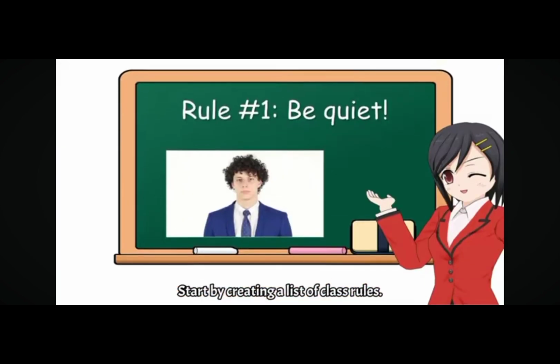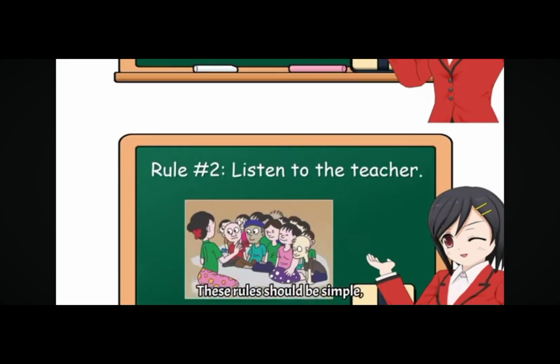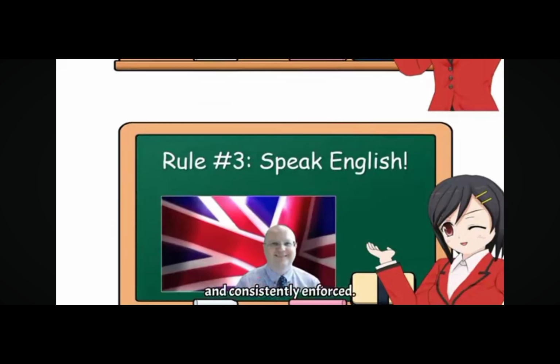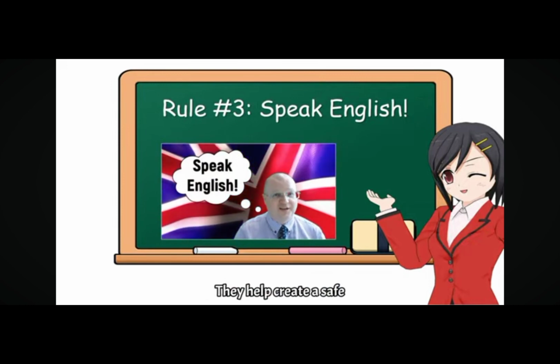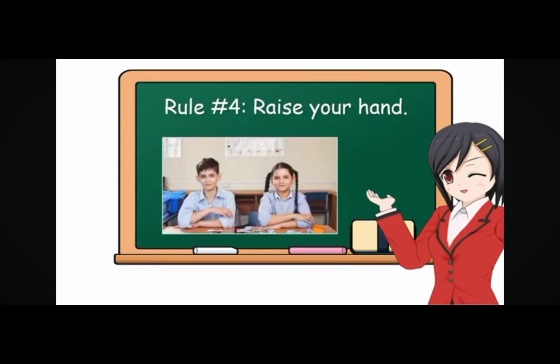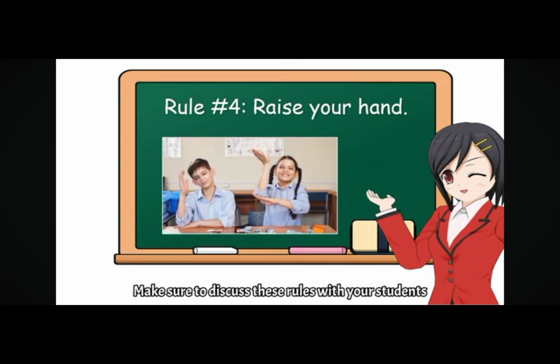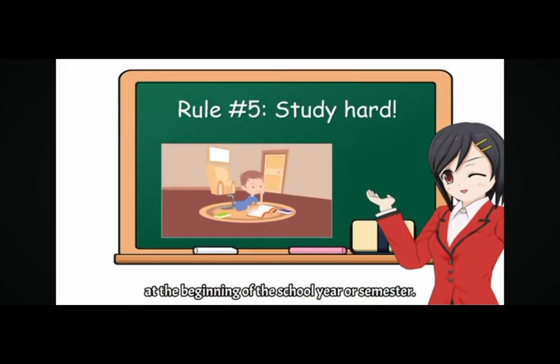Start by creating a list of class rules. These rules should be simple, easy to understand, and consistently enforced. They help create a safe and respectful learning environment. Make sure to discuss these rules with your students at the beginning of the school year or semester.